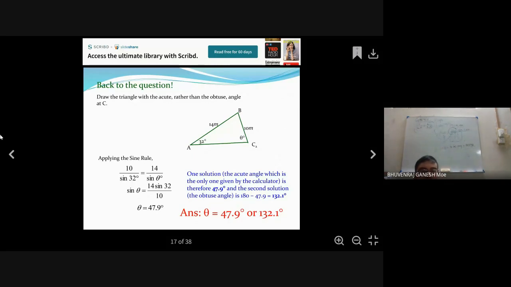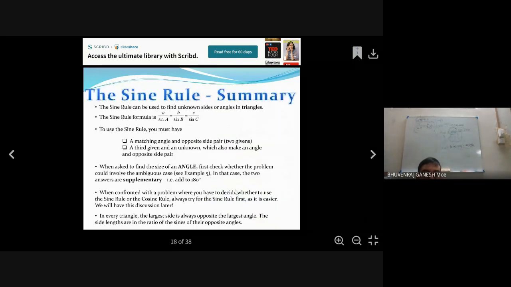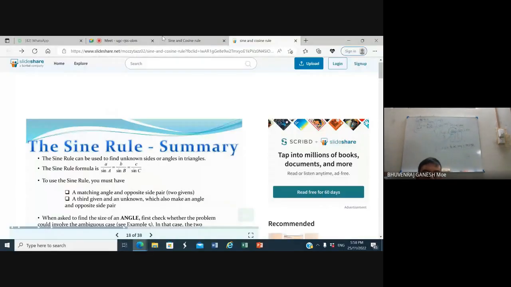Usually the question will mention in the top part, given that angle AC2B is an obtuse angle. So from there, you can only accept one answer and reject the other one, which is this one, 47.9, because it is not obtuse. So this is the one, 132.1 degrees. That's the solution. So, okay, this is the summary of the sine rule.